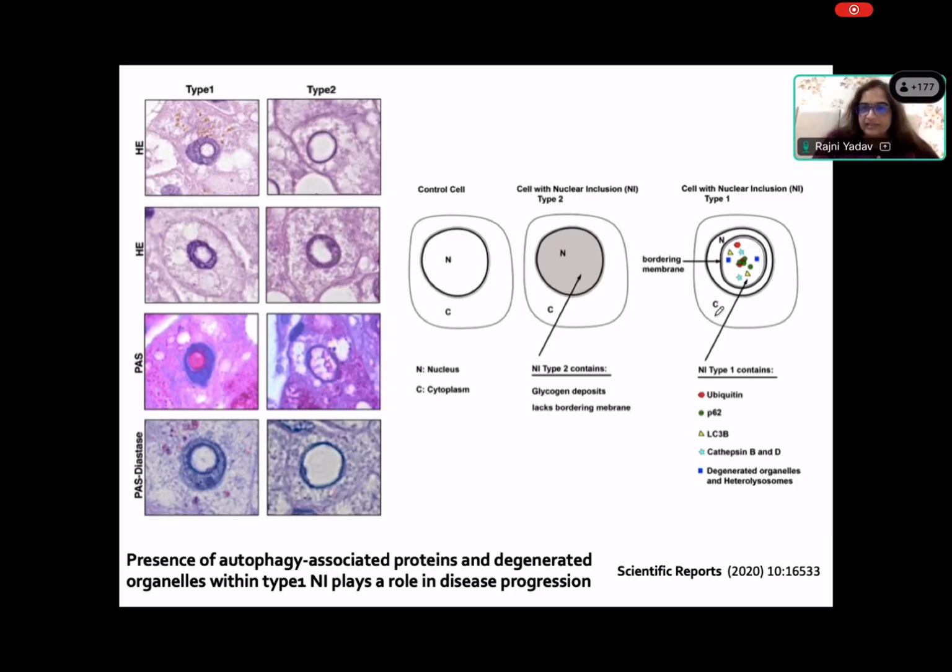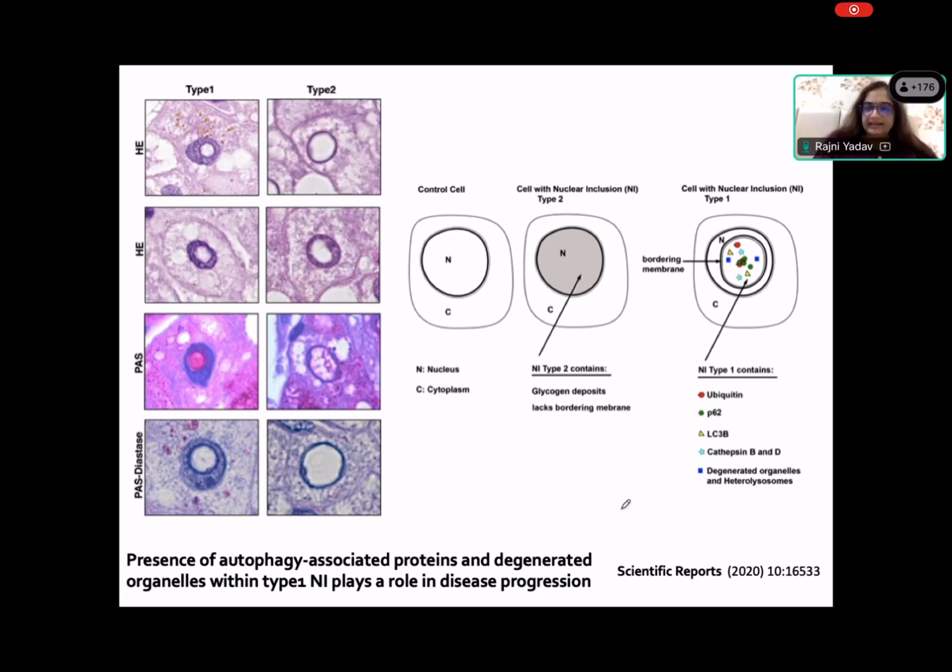So once the studies were conducted, it was found that these type 1, which are surrounded with the membrane, have more of these autophagy associated proteins and degenerated organelles. See this ubiquitin, P62, cathepsins, and the lysosomes and the degenerated organelles. And it was seen that these are actually bad prognostic factors. So both of them can be found in NAFLD, and they increase with the increasing severity of the disease. However, the type 1 are playing an important role in the disease progression.